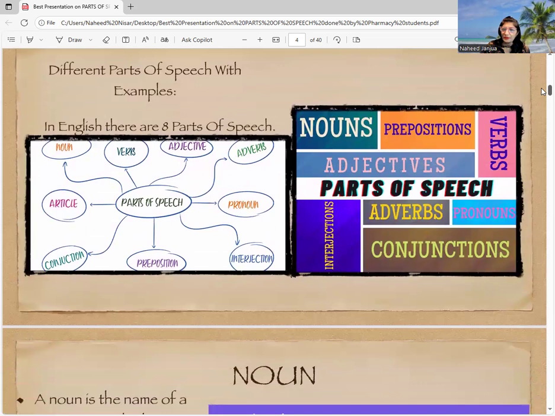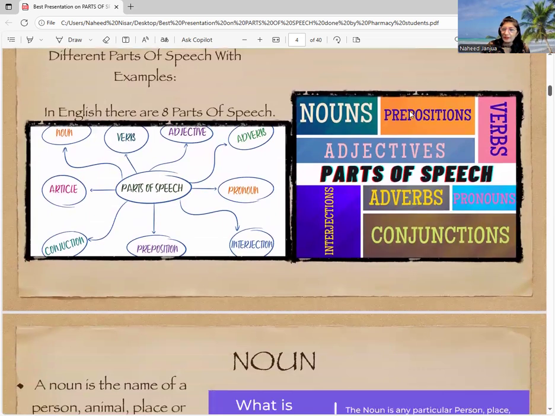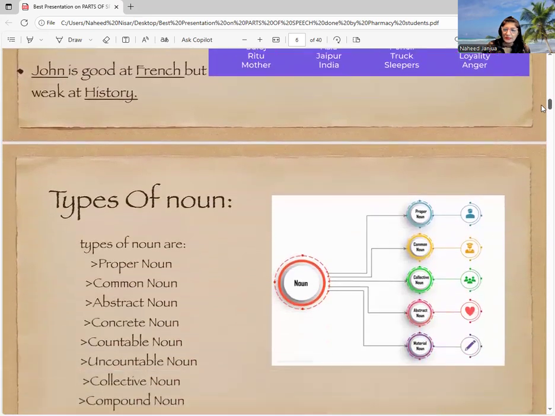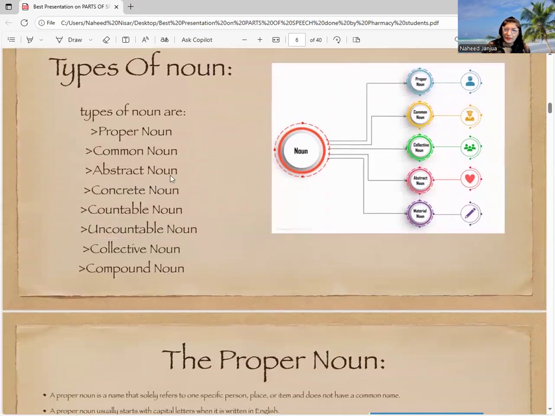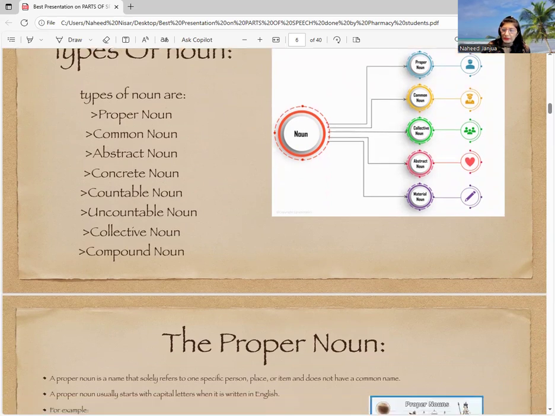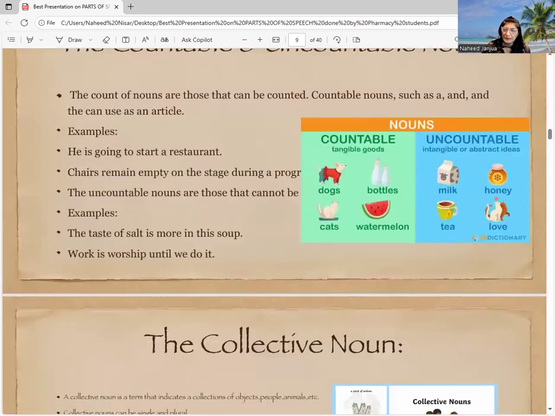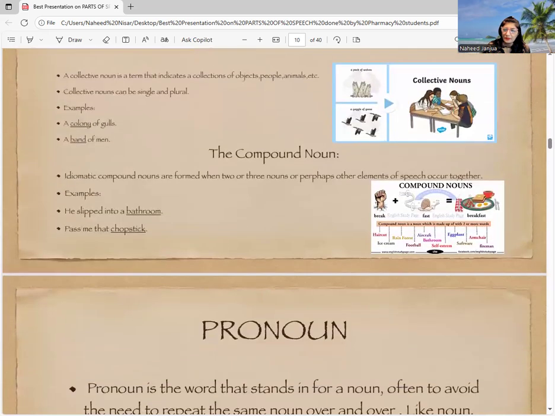See the beautiful work. The parts of speech are highlighted as nouns, prepositions, verbs, adjectives, adverbs, interjections, conjunctions, and pronouns. Similarly, they have given the examples. And then there are the types of nouns as proper noun, common noun, abstract noun, concrete noun, countable noun, uncountable noun, collective noun, and compound noun. Then there are the examples of all these types separately done on different slides.